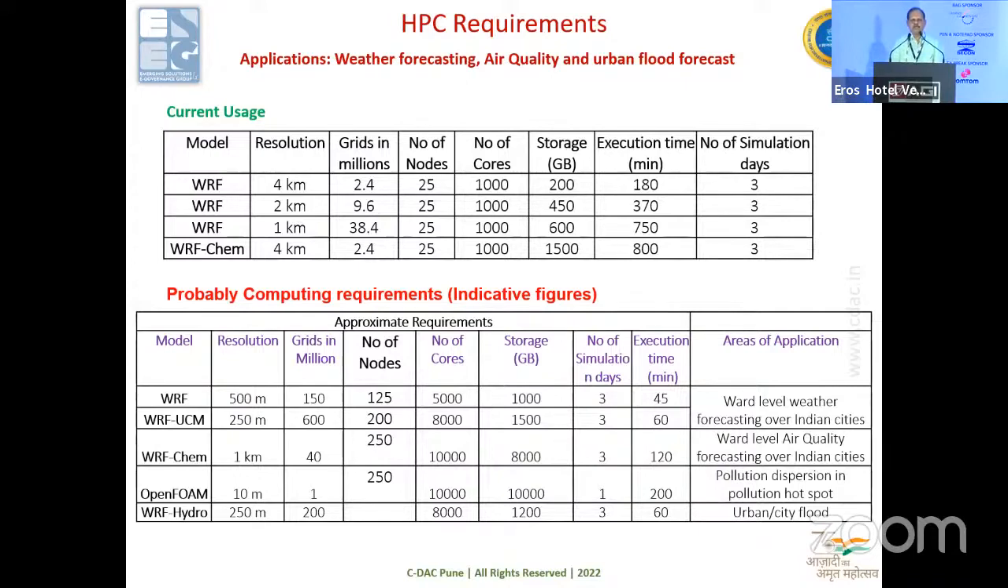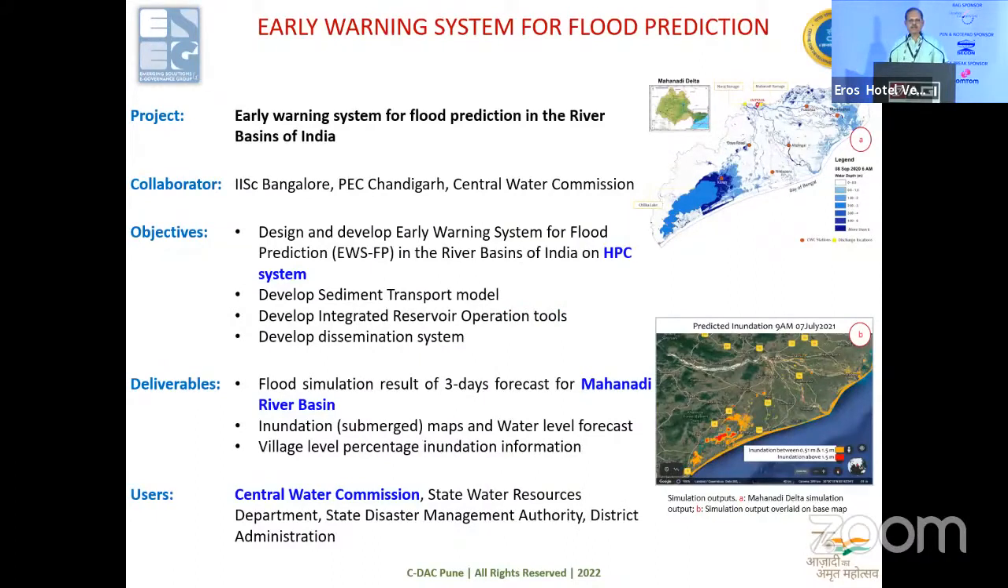Okay. The next project we are working on is the early warning system for flood prediction. The project is an early warning system for prediction in the river basins of India. Currently, as per our user agency, the Central Water Commission, we are working in the Mahanadi basin. Along with river forecasting, we are also integrating this system with a sediment transport model to know the river's carrying capacity, as well as an integrated reservoir operation tool, so that they can plan the water release so that it will not cause flooding downstream, and a decision support center. The outputs we are giving are the 3-day river forecast, inundation maximum and water level forecast, and village-wise percentage inundation information. Here the user is the Central Water Commission.